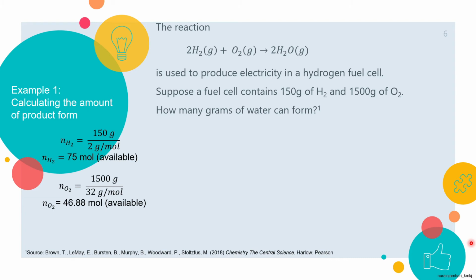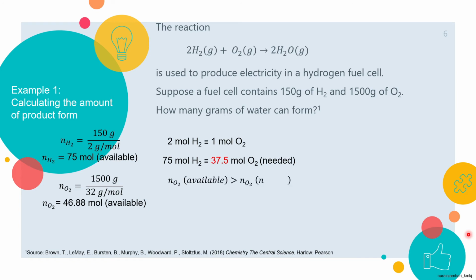Then, by using stoichiometric ratio and referring to the equation written, 2 mole of H2 will react with 1 mole of oxygen. 75 mole of H2 will react with 37.5 mole of oxygen. The mole that we calculated is needed mole for oxygen. Compare the available and needed mole of O2. The number of mole O2 available is greater than the number of mole of O2 needed. We can conclude that O2 is excess reactant, H2 is limiting reactant.